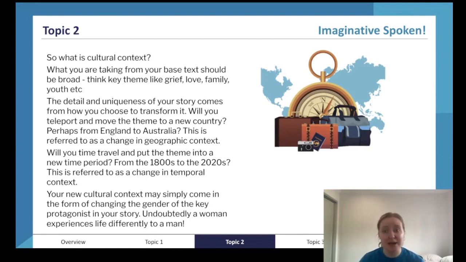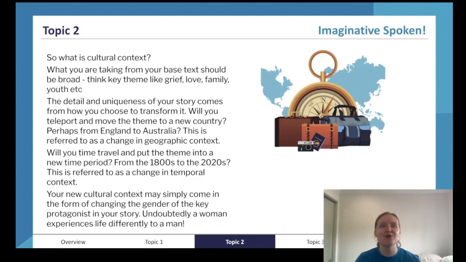Another way you can do this is time travel, so putting your theme into a new time period. You could move from the 1800s into today, the 2020s, and this is referred to as a change in temporal context. Your new cultural context could even come in the form of changing the gender of your main character. Men experience life quite differently to the way women do, in the same way that a non-binary person experiences the world very differently to men and women. So changing the gender of your main protagonist can make a huge difference in the way that they interact with the theme and how they interact with other key elements of the story.